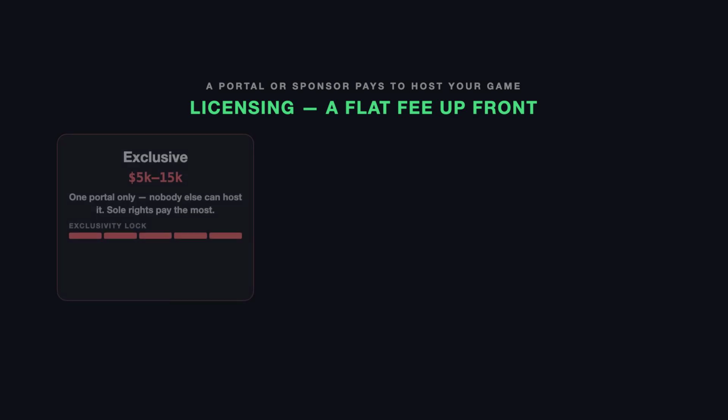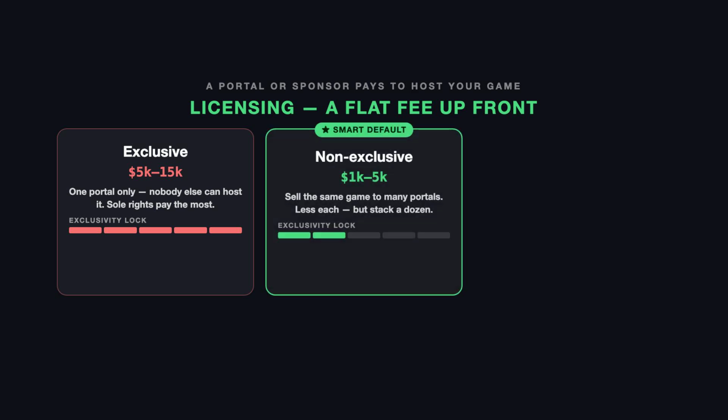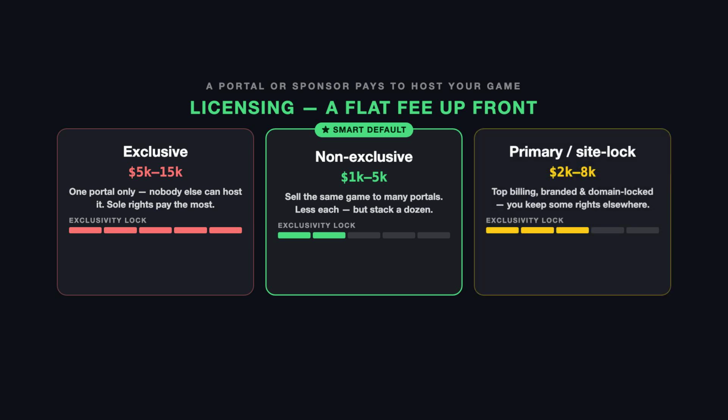Now the path people forget, licensing. Instead of earning slowly from ads, a portal or sponsor pays you a flat fee upfront to host your game. There are 3 kinds of deal. Exclusive. Only that one portal gets your game, nobody else can host it. Because they get sole rights, exclusive deals pay the most, often several $1,000s for a single game. Non-exclusive. You keep the right to license the same game to many portals. Each deal pays less on its own, but you can stack a dozen of them for one build.